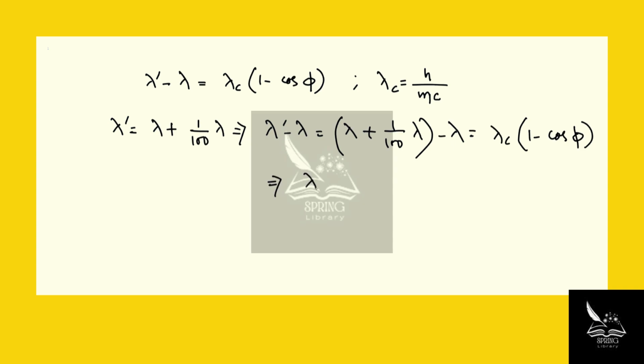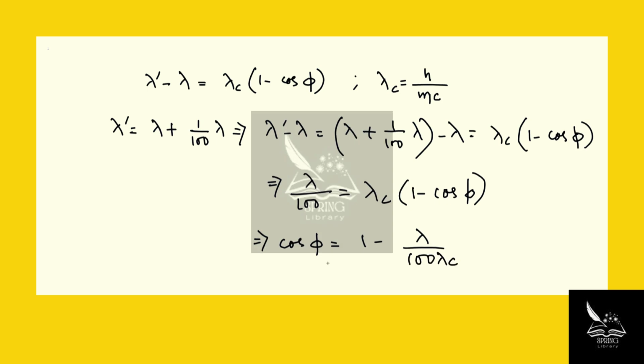So lambda and lambda cancel out, and we are left with lambda over 100 equal to lambda c times 1 minus cos phi. So now we can solve for cos phi. So cos phi is equal to 1 minus lambda over 100 lambda c. And then substituting the values for lambda and lambda c.